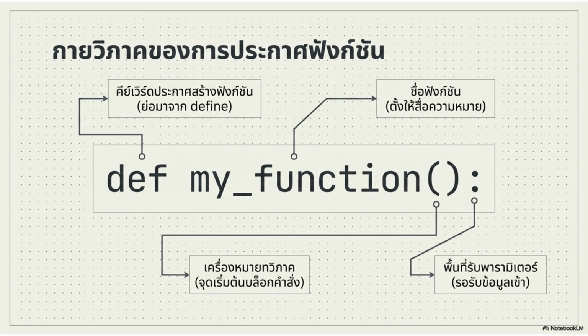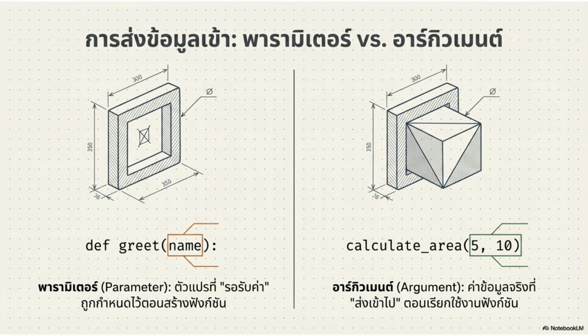The anatomy of declaring a function in Python starts with the "def" keyword, short for define. This is followed by the function name, which should be meaningful, parentheses for parameters, and a colon to start the code block. It's important to distinguish between parameters and arguments. A parameter, like name here, is the variable defined when creating the function, waiting to receive a value. An argument is the actual value, like 5 or 10, sent when calling the function.